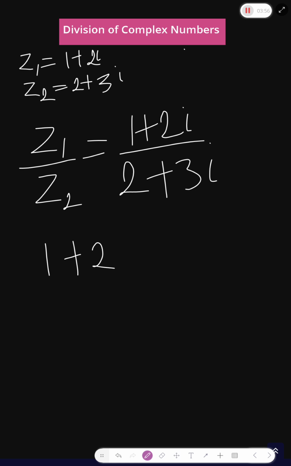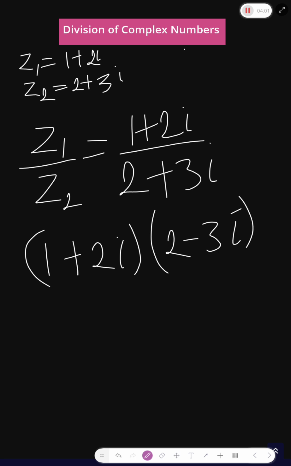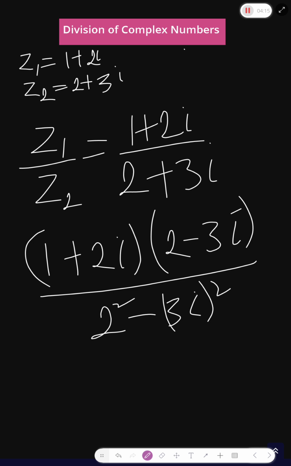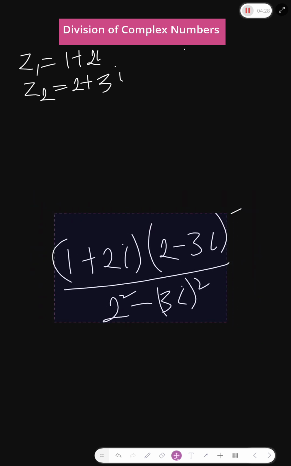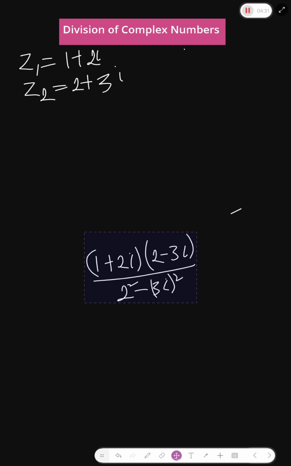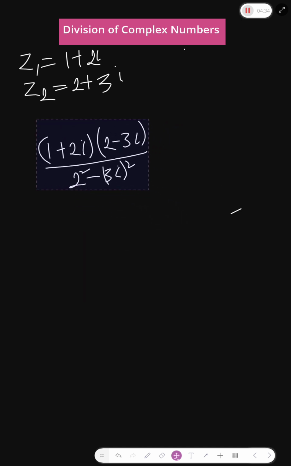If you multiply by the conjugate of the denominator, you're going to have 1 plus 2i multiplied by 2 minus 3i, all over 2 squared minus 3i squared. That is what we've already discussed just now. So let's erase this and move this here.